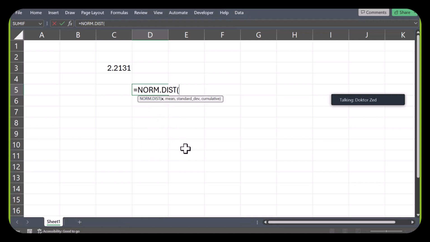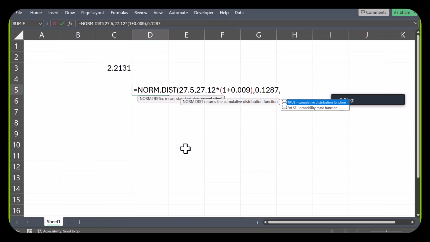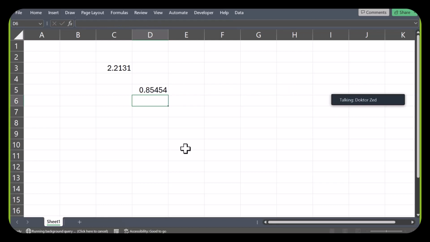NORM.DIST, okay, 27 and a half. Oh, I'm sorry. I should have said true. Okay, that's 85% if it's 27 and a half. I made a mistake on the first one. Yeah, for 27, it's only close to zero.